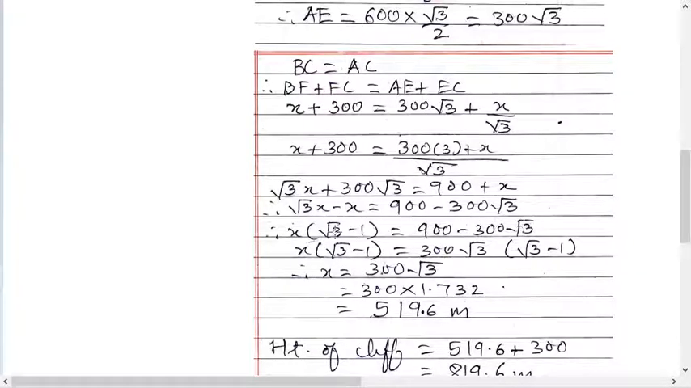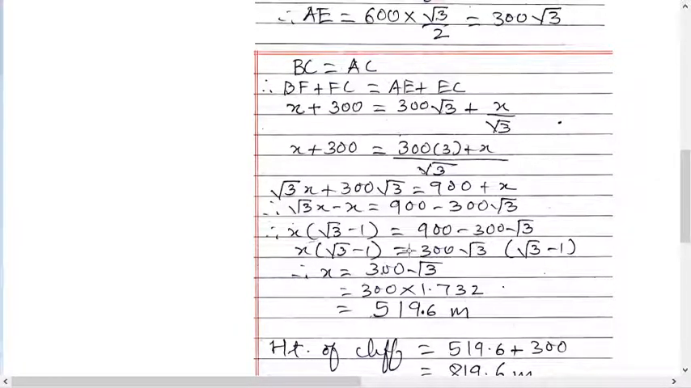In fact, you can directly use this 1.73 earlier also. It becomes easier. So x into root 3 minus 1 equals 300 root 3, common, into root 3 minus 1. Don't do all these things in the exam, stupidity. Directly do 1.73 and solve it. So use 1.73, multiply it and find it.